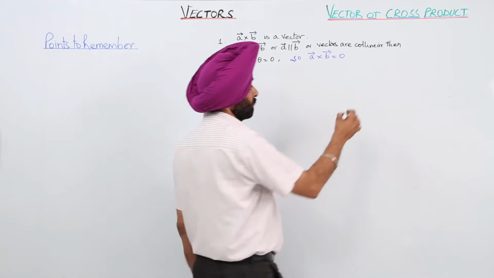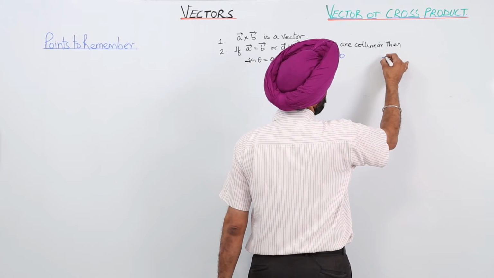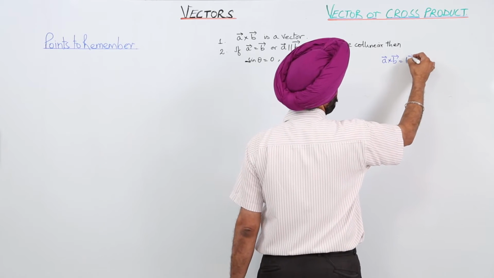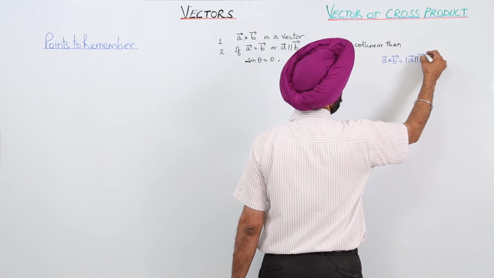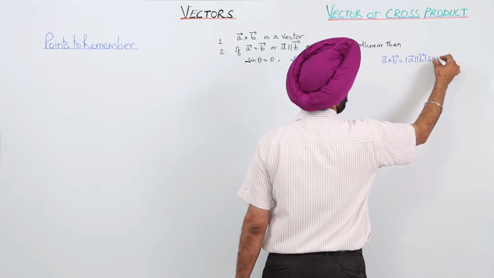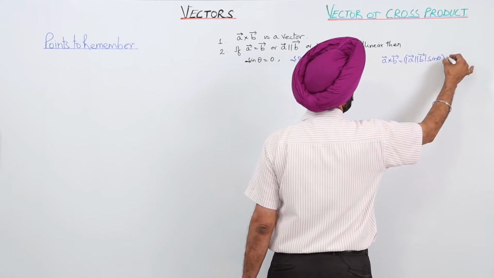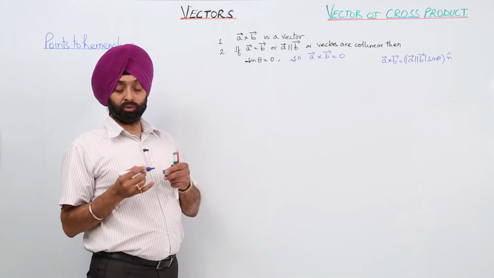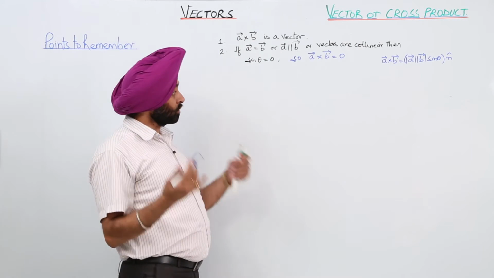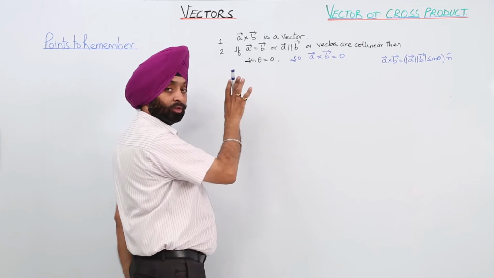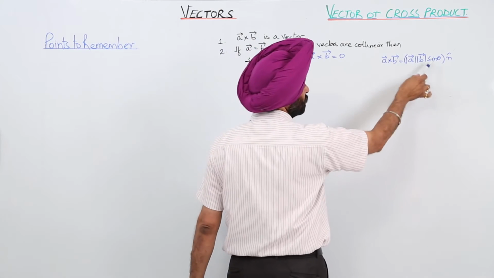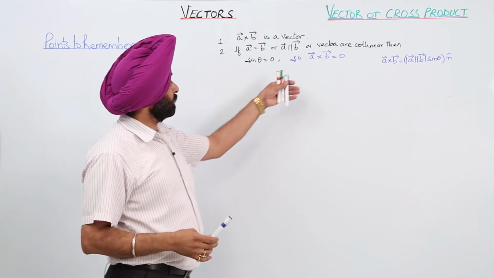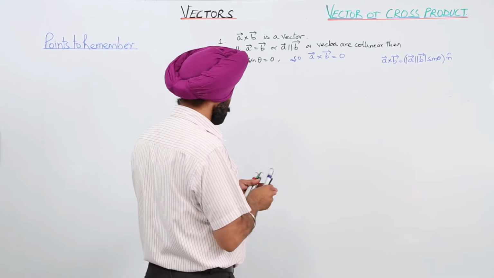Now what definition have we gone through? Vector A cross vector B is equal to magnitude of A, magnitude of B, sin theta with unit vector n. So if vector A is equal to vector B, or the vectors are parallel or collinear, then sin theta will be 0. When sin theta is 0, sin 0 is 0, then everything will be 0. So then A cross B will be 0.